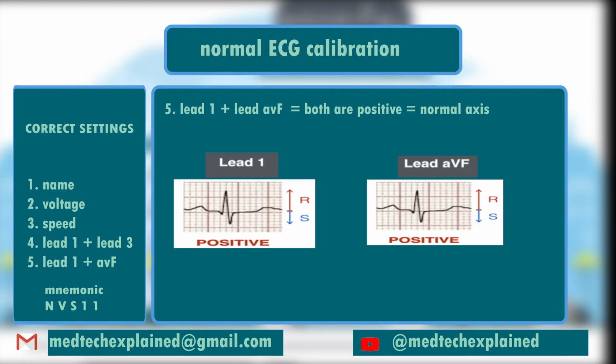Now let's go to point 5, which is also related to lead 1. But this time, we will combine lead 1 and lead AVF. Remember that lead 1 is looking at the heart from the left shoulder and that AVF is looking at the heart from below, or from the feet. This means that lead 1 is perpendicular to AVF. This 90-degree angle between both leads can help us detect the axis, or the electrical direction of the heart.